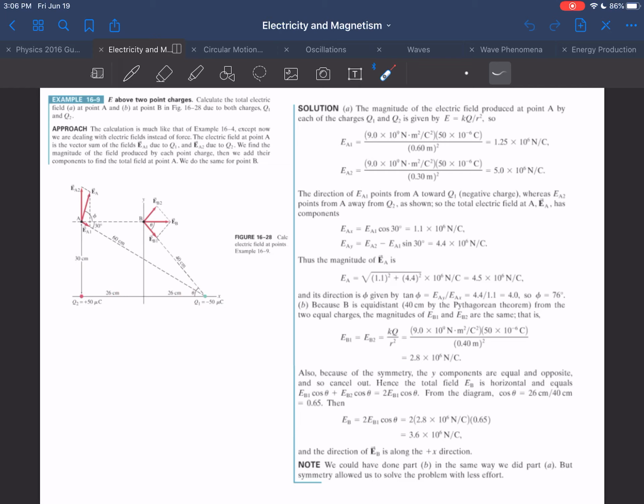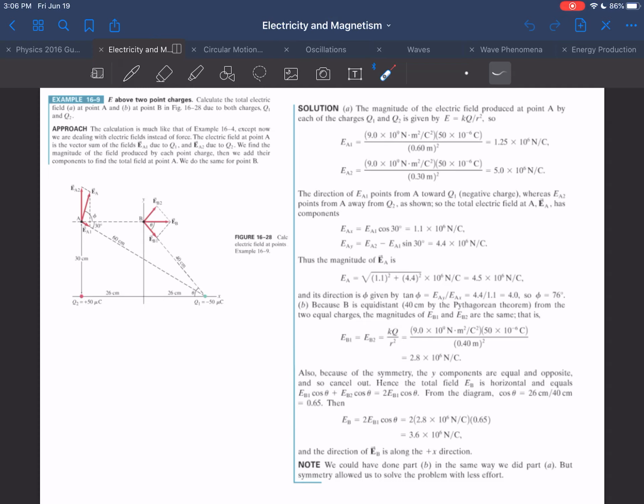And what that means is that the length of this arrow, that net electric field at B, will be only the horizontal component of one of those electric field vectors times 2. Notice the vertical component will cancel out. So in the calculation in part B here, the magnitude of that net electric field is 2 times the horizontal component of one of the electric field vectors, EB1 or EB2.